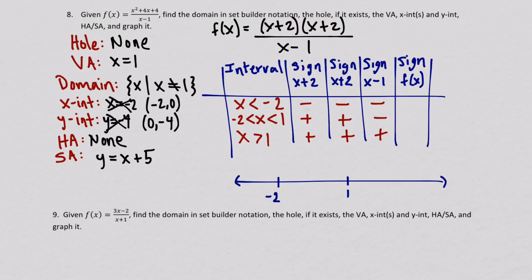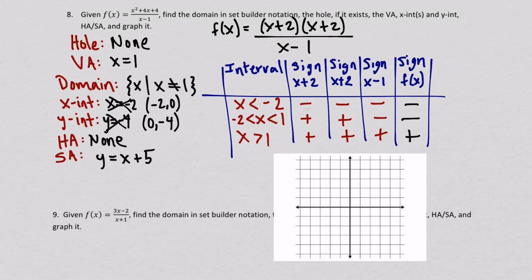Combining those signs together, in the first one, negative, negative, negative, that's going to be a negative. The next one, positive, positive, negative, that's going to be a negative again. And the last one, positive, positive, positive, that's going to be positive. There you go. Now I'm ready to graph it.